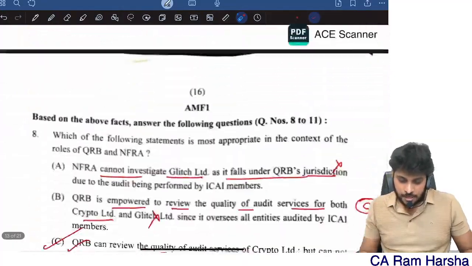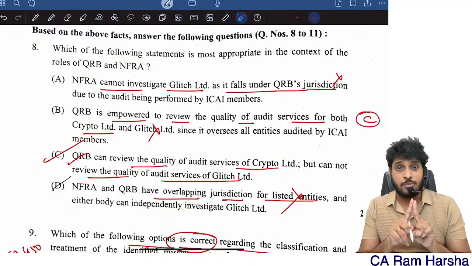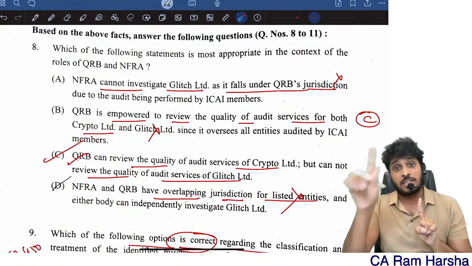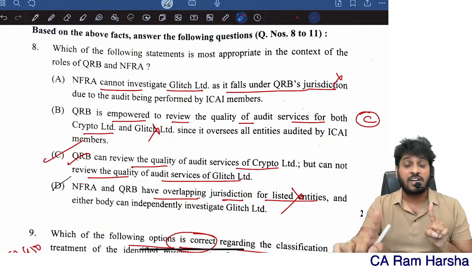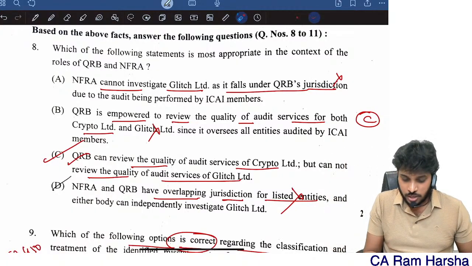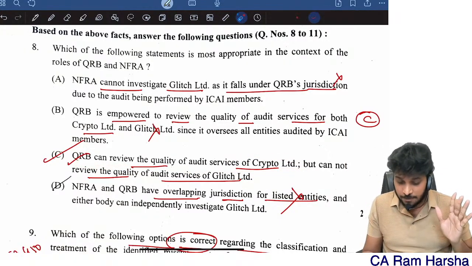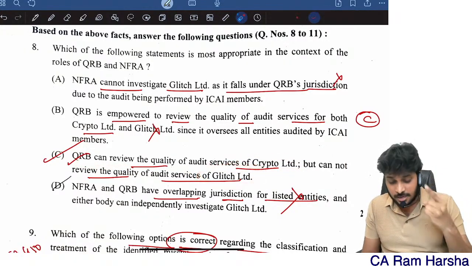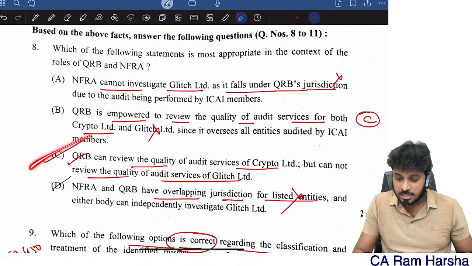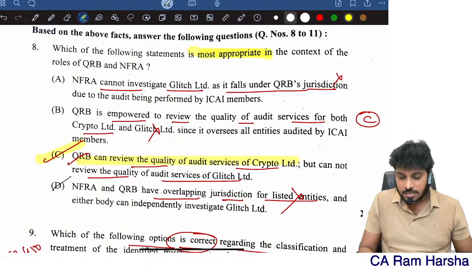Now directly: which of the following statements is most appropriate? Quality review board can do quality review of all companies except listed companies. NFRA is the only one with the power to review listed companies. So here QRB can review the quality of Crypto Limited, which is an unlisted public company. Glitch Limited in the given question is a listed company, so only NFRA can do it. They are asking which is most appropriate. Therefore the answer is C.